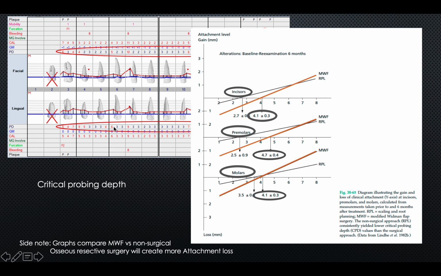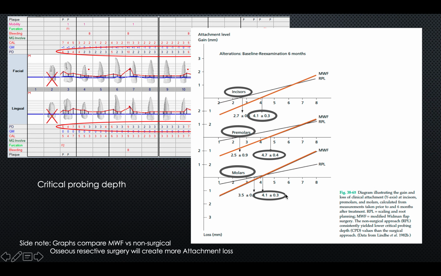However, then I have 6 millimeter here. Then you will decide if you can handle it with scaling that site, then you would rather do that instead of raising a flap. But 9 millimeter is a completely different story, because if I have 9 millimeter for incisors, a modified Widman flap will help me to gain attachment.